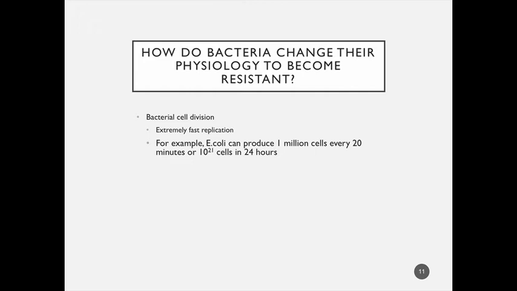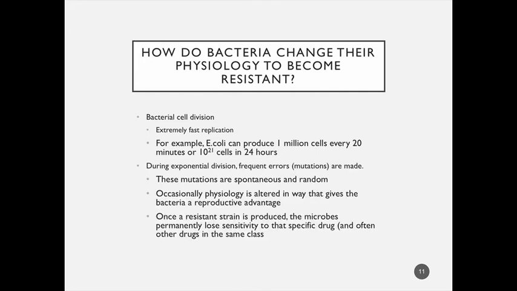E. coli can produce 1 million cells every 20 minutes, or 10 to the 21st power cells in 24 hours. That is a lot of cells. And during exponential division, which is how bacteria divide, they make lots of mistakes, right? You learned about this in biology probably, or even in micro, hopefully.